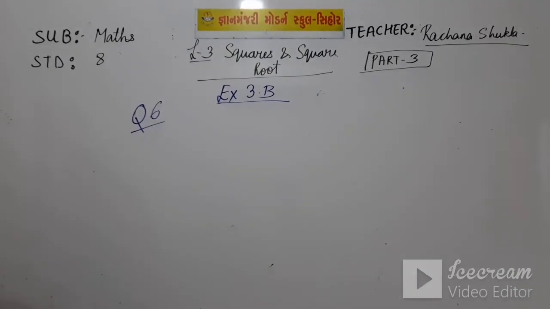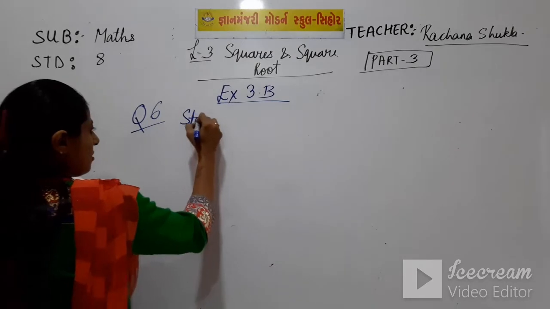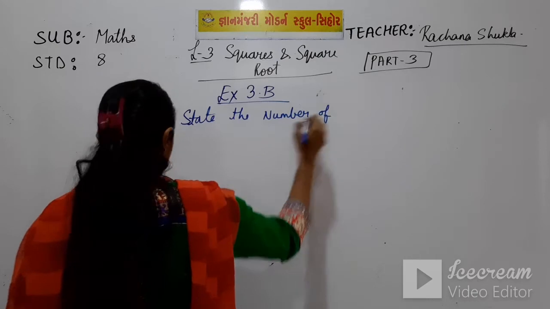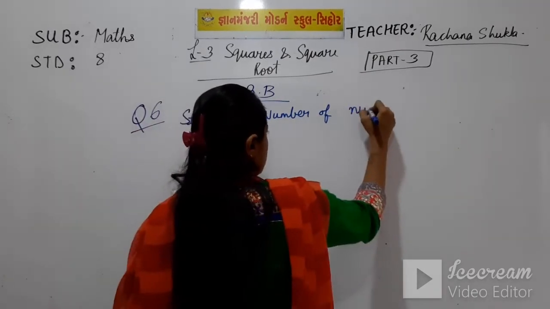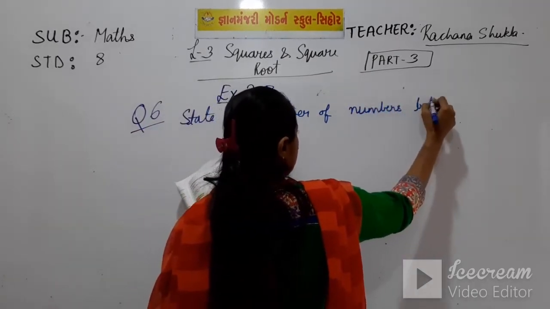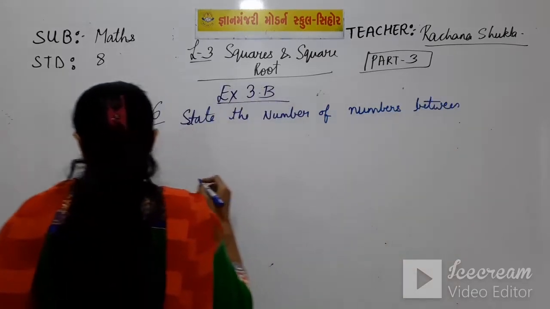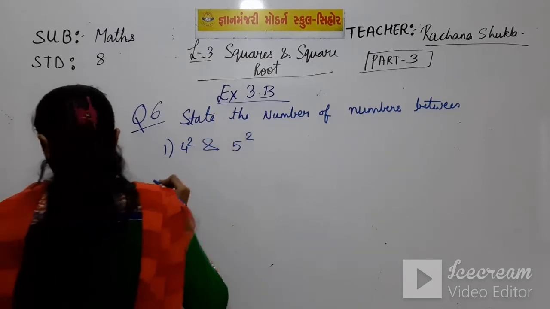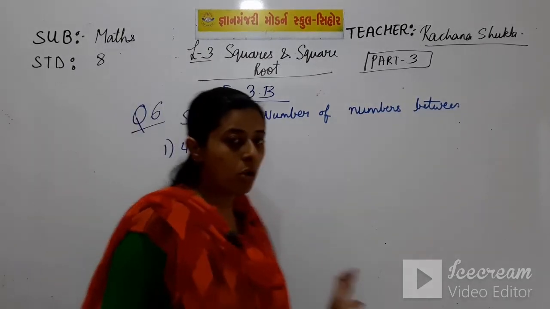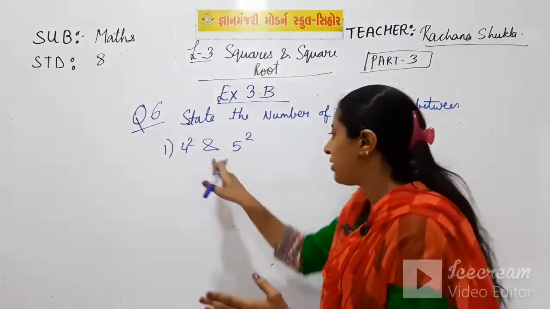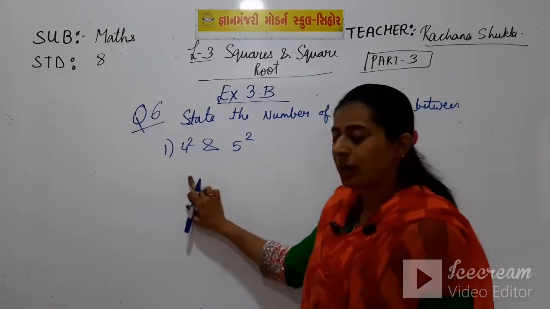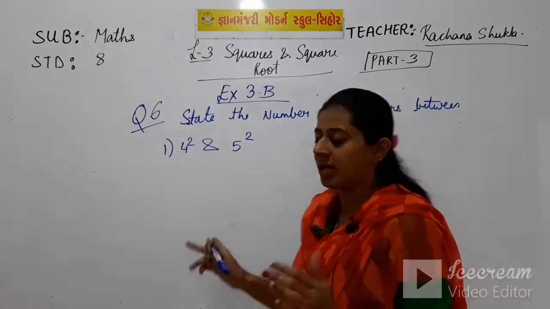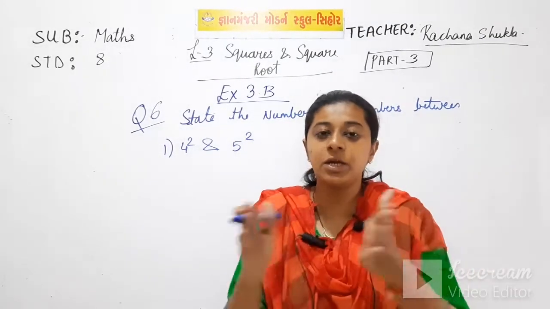So question 6 is, state the number of numbers between 4 square and 5 square. You don't have to directly calculate what is 4 square and 5 square. 4 square is 16. 5 square is 25. So you don't calculate 4 square, 5 square, then count the numbers between 16 and 25.